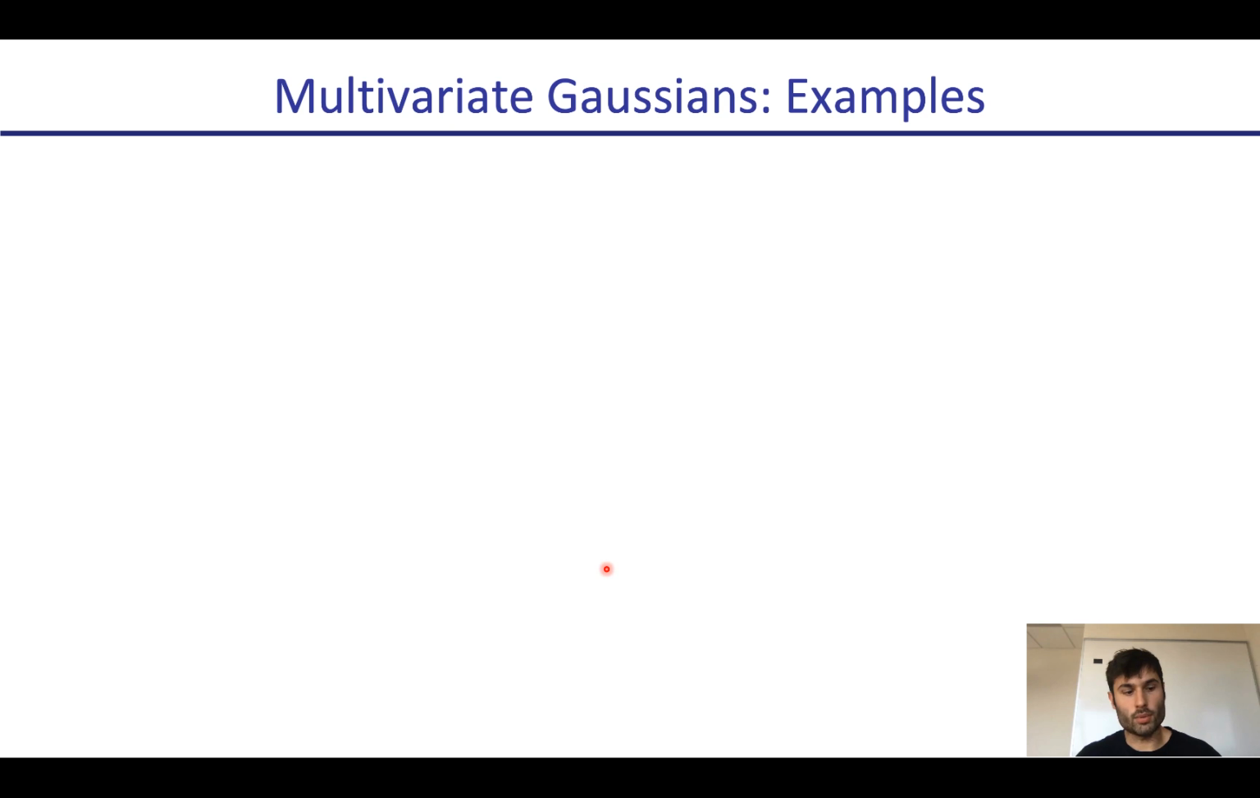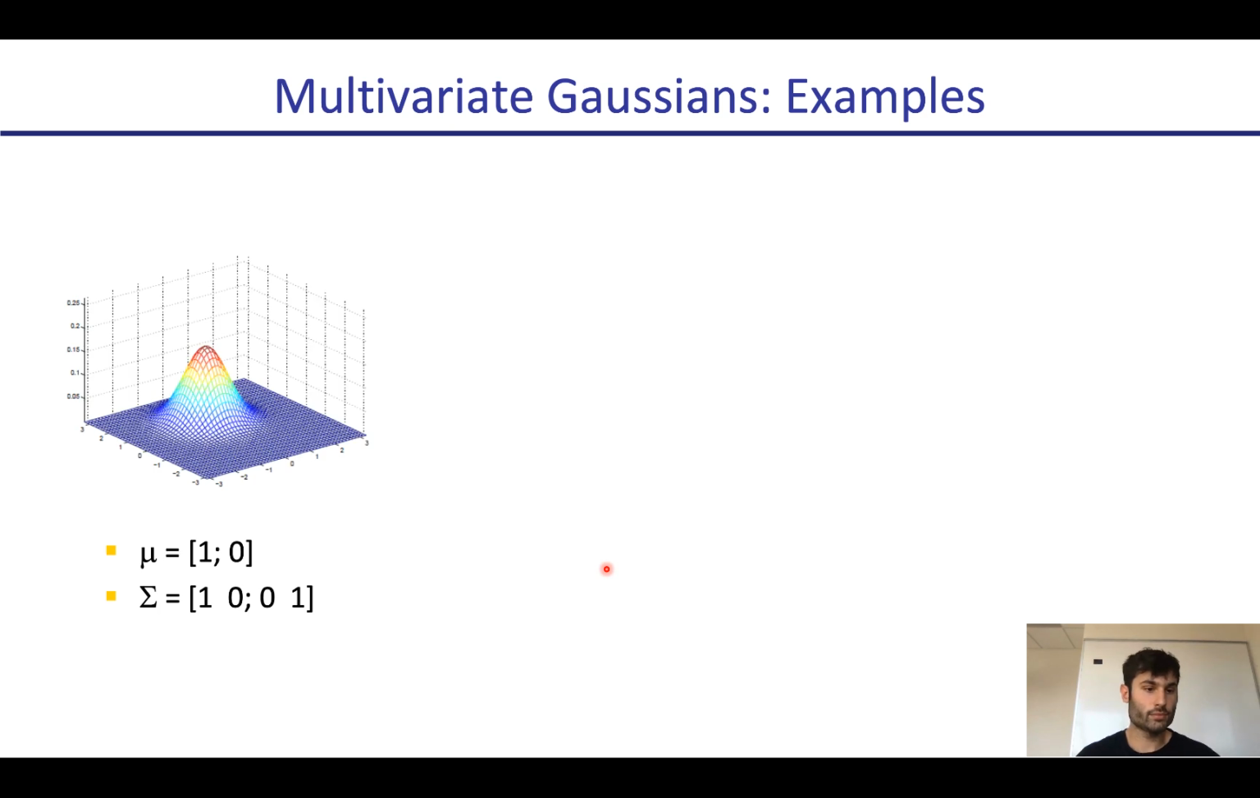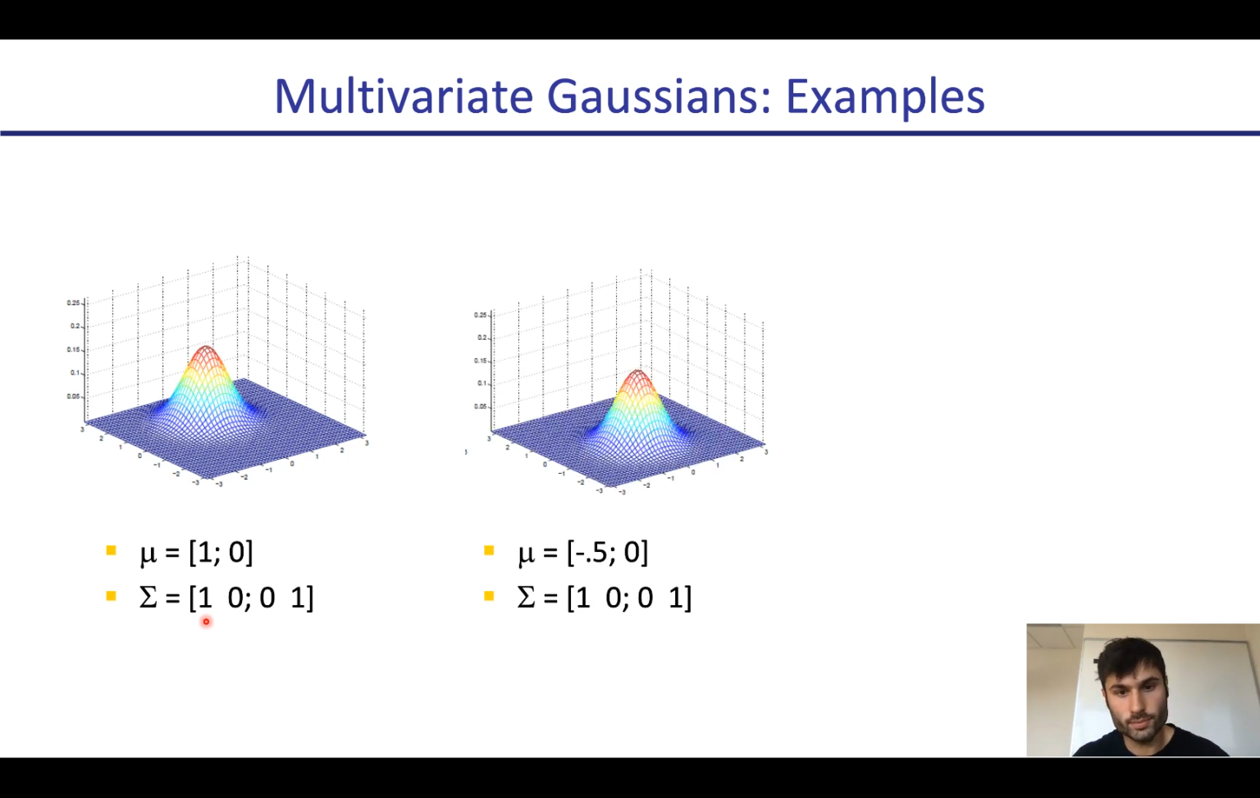Okay, now we'll see some examples of how these parameters affect the underlying PDF. So here we have a Gaussian distribution that is centered around (1, 0). So we see that in the first axis, the mu is centered at the value of 1, and the second axis is centered at the value of 0. So we have this shape around the value (1, 0), and then we have a diagonal covariance. That's essentially the identity matrix.